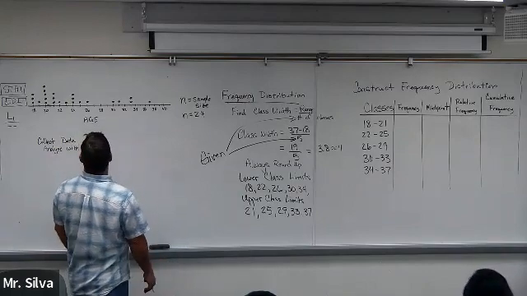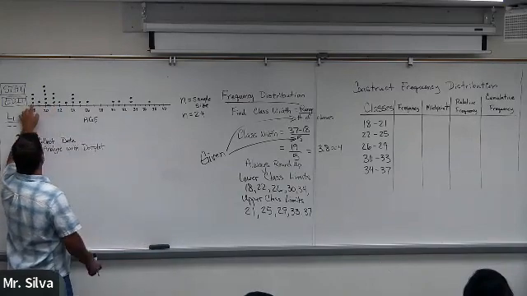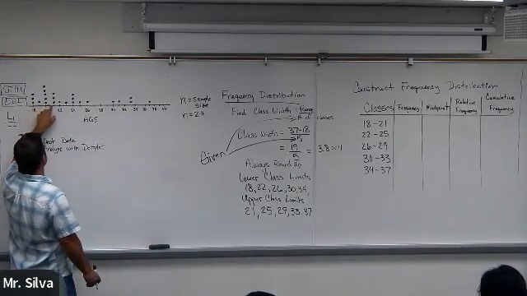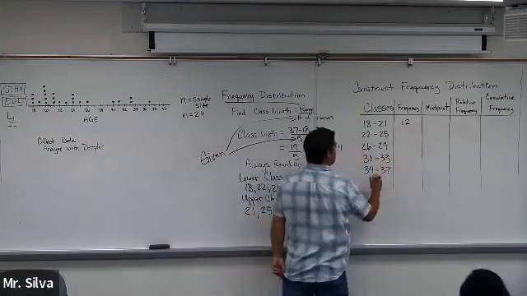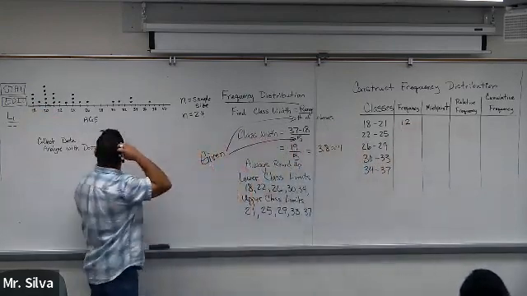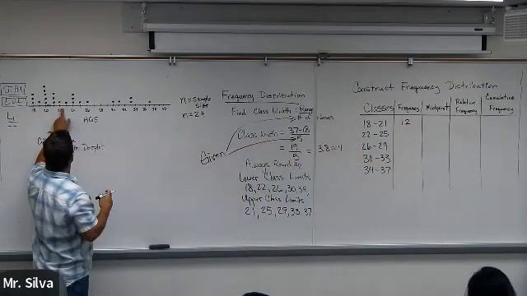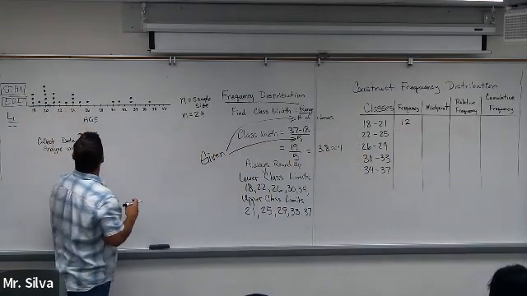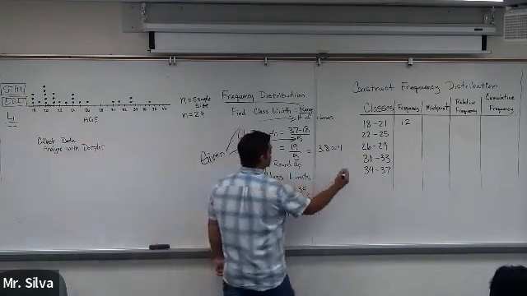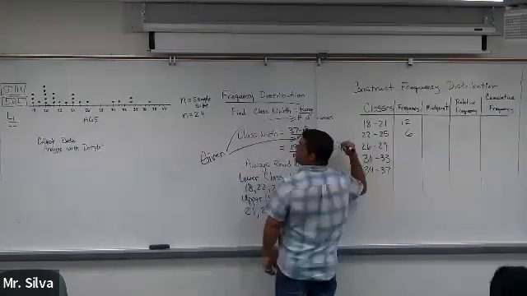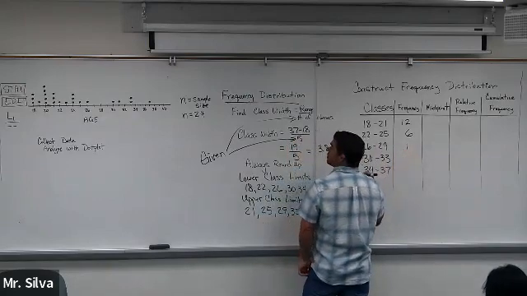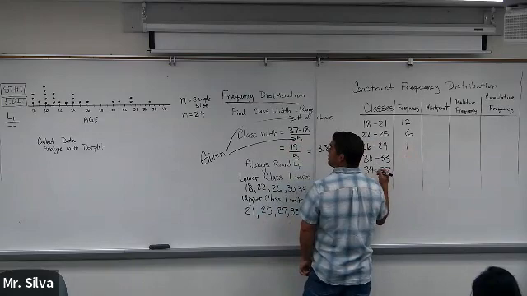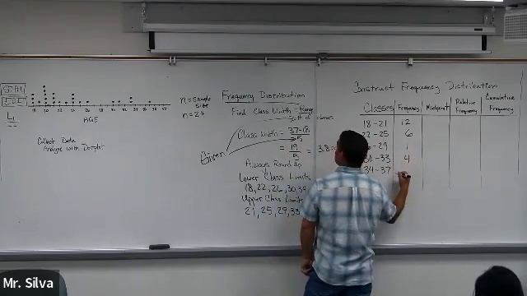So I'm just going to count the dots right here. 1, 2, 3, 4, 9, 10, 11, 12. There are 12 in this class. There are 12 18 to 21-year-olds. 22 to 25, we have 1, 2, 3, 4, 5, 6. 26 to 29, we have 1. 30 to 33, 4. And 1.